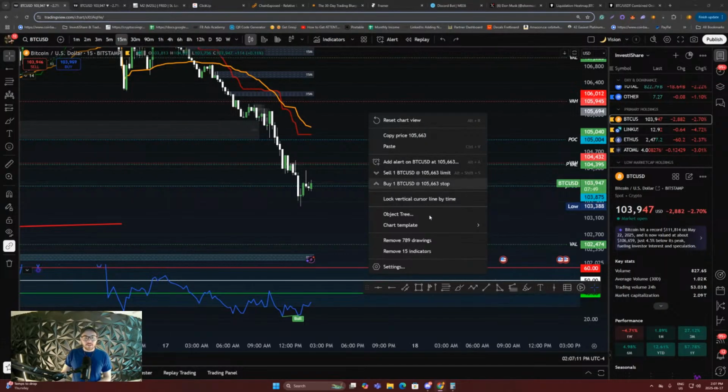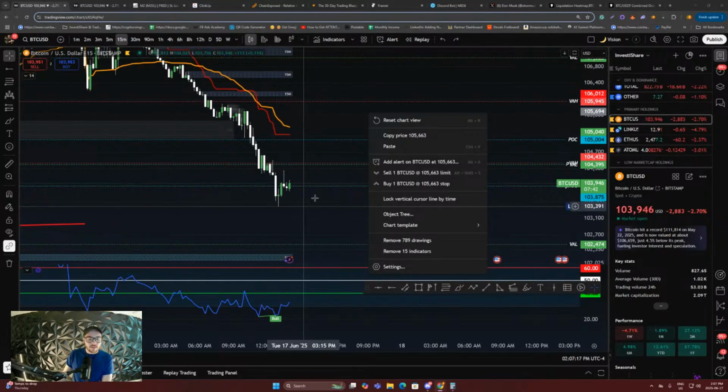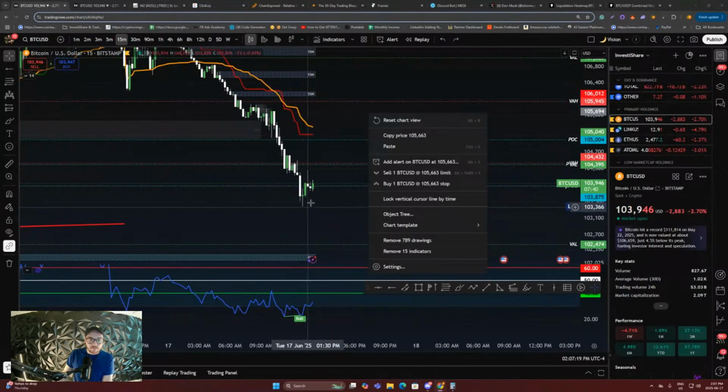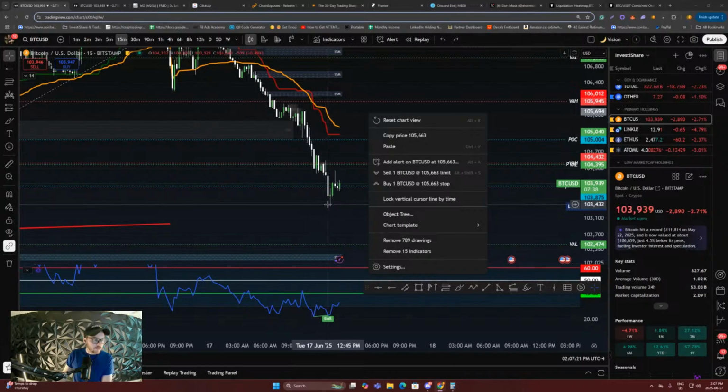All right, yeah, I'm going to clear up this chart. We're going to start completely brand new. We have an area where we're going to be preparing for longs. We're very, very close to it. So we're just a matter of waiting for the proper structure.